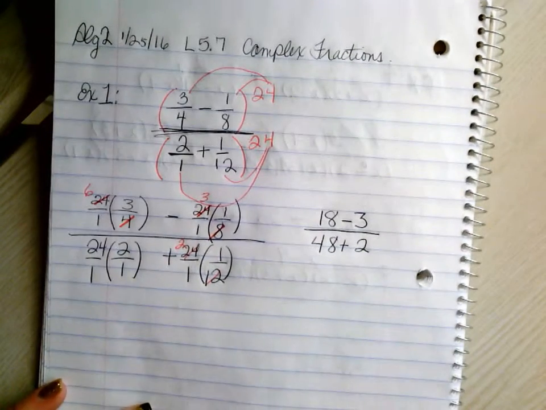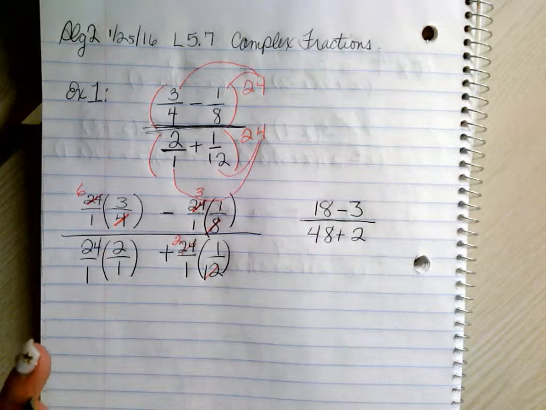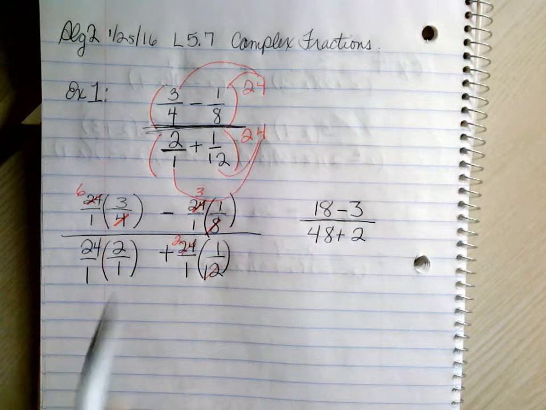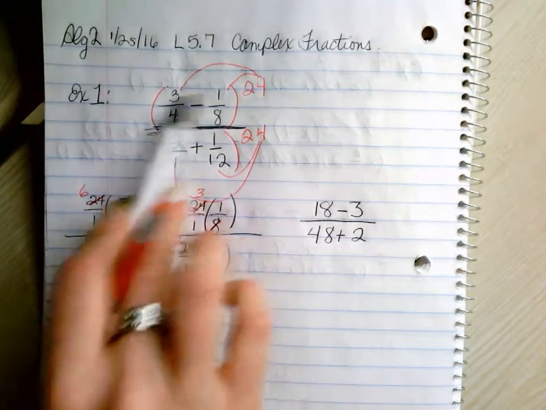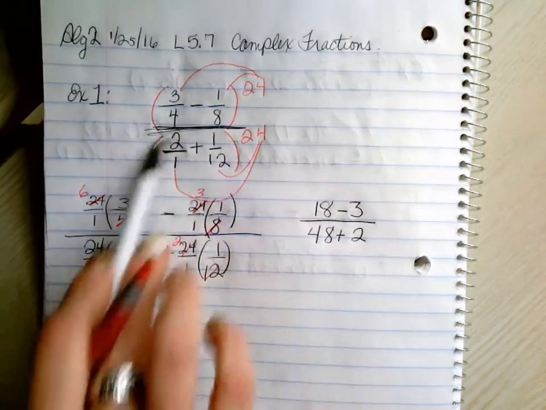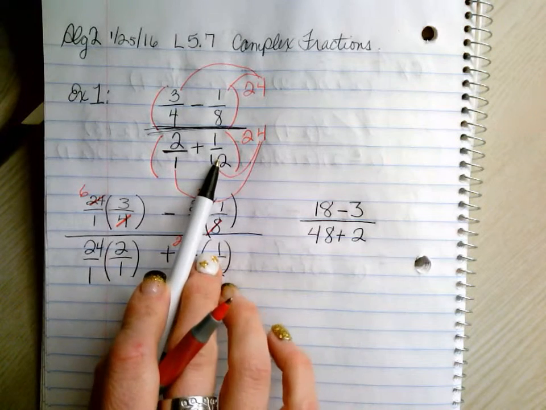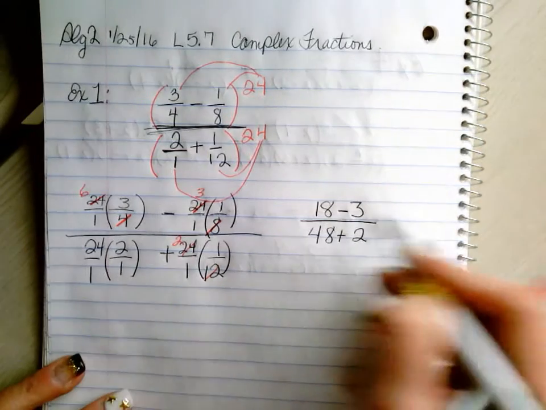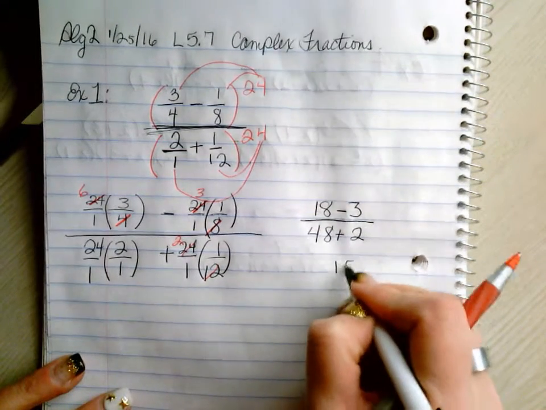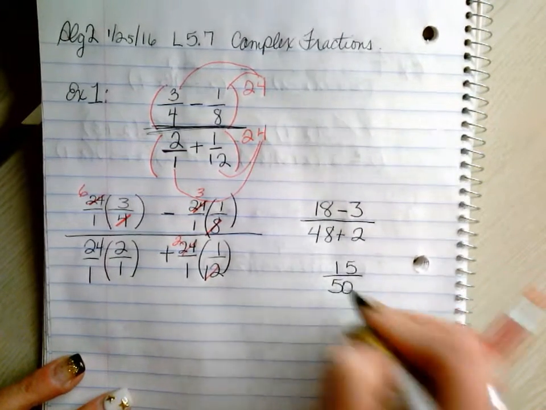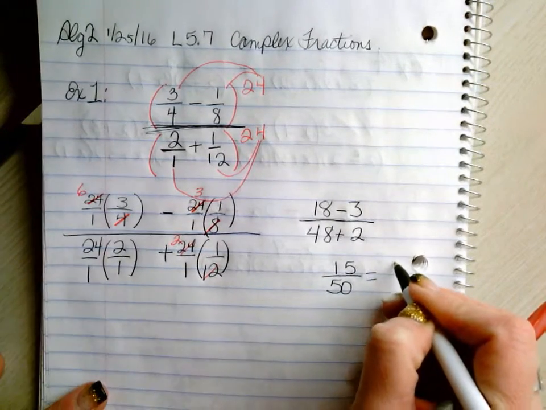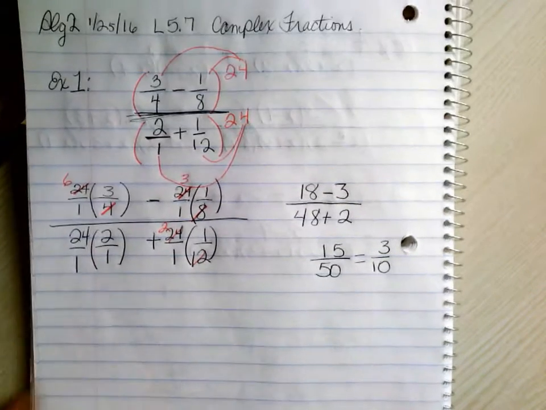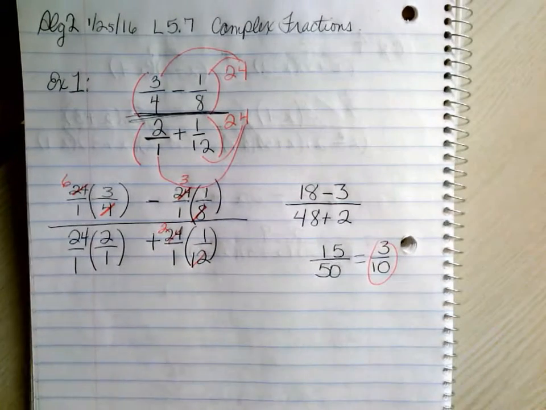Okay? It's a whole lot easier to get rid of the fractions and then work the problem than it is to change everything to eighths, add it or subtract it. Change everything down here to twelfths, add it or subtract it. Multiply by the reciprocal. That's too much work. Okay? 18 minus 3 looks like it's 15 over 50. So what, 3/10? If I did my arithmetic correctly, 3/10 is going to be your answer. Okay?